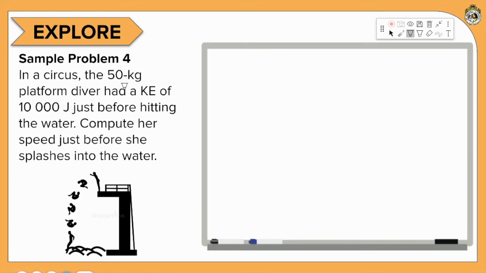Okay, and then let's look at the given. 50 kilograms is obviously the mass, and 10,000 joules is the kinetic energy. And then we are supposed to compute for her speed, or her velocity. So let's write the given. The mass is equal to 50 kilograms, and the kinetic energy is 10,000 joules, right? And then we are supposed to look for the speed v.